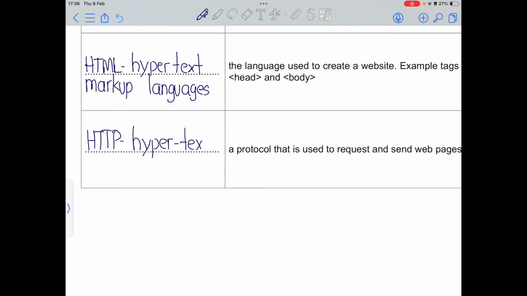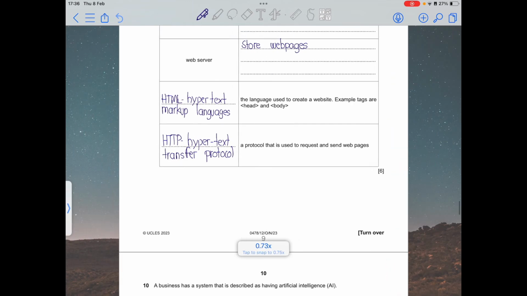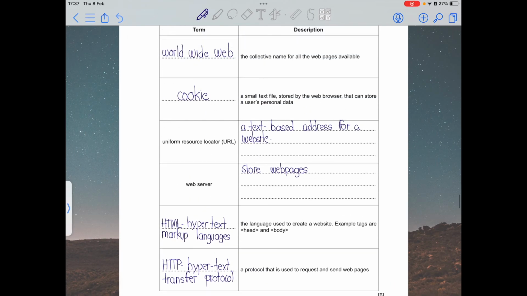Hypertext transfer protocol. Honestly, this is a bit easy, getting 6 marks for this question. So yeah, please make sure to attempt these types of questions carefully if you really want to get back that A star.